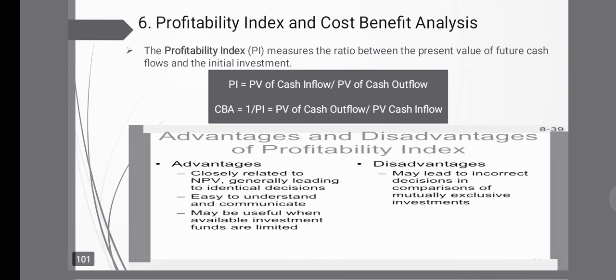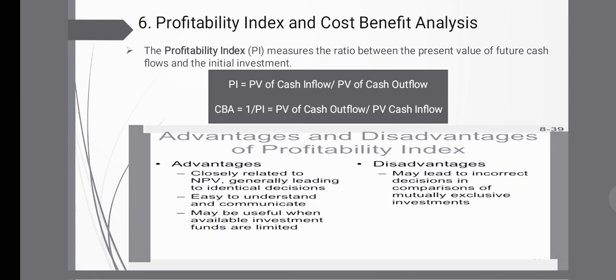Now, profitability index. The profitability index is the present value of cash inflow divided by the present value of cash outflow. If you try to remember what NPV is, it is the present value of cash inflow minus the present value of cash outflow. And what is cost benefit analysis? It is simply 1 divided by the profitability index.